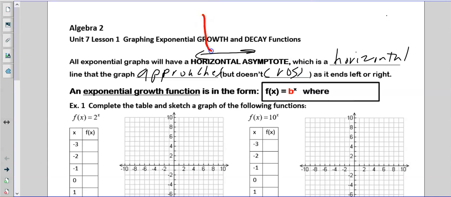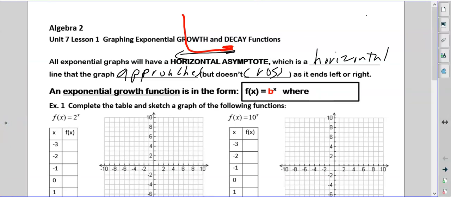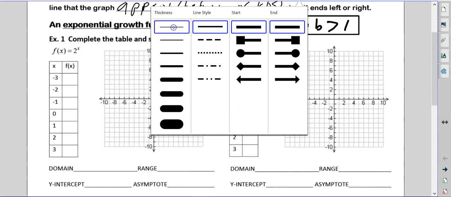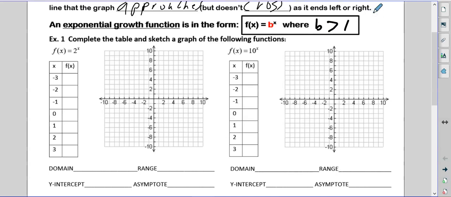It'll come down and never hit it. It's kind of like a force field. It just doesn't want to hit it. So an exponential growth function is in its form where f of x equals b to the x power, where b is greater than 1. So it has to be a big number bigger than 1. Usually it's going to be a base number of like 2 or 3 most often you'll see, but it's any number bigger than 1.